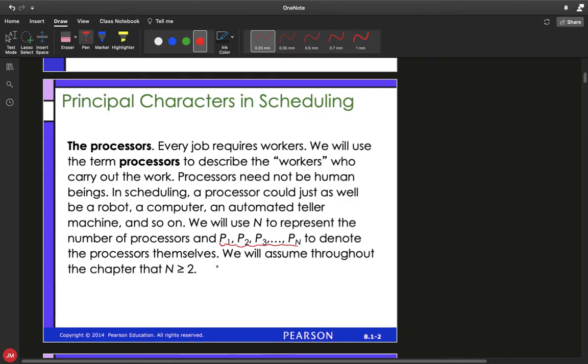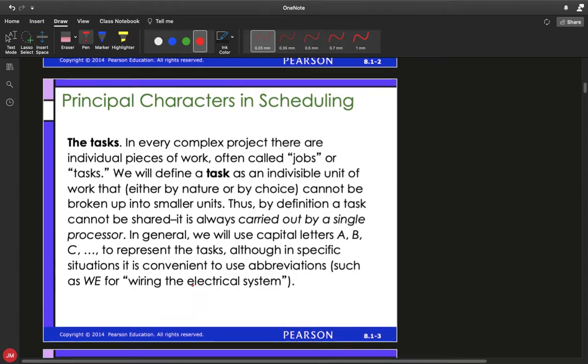Also, we're going to assume that there's always going to be at least two processors, so n is always going to be greater than or equal to 2. With just one processor, it's not really all that exciting. You don't really get to see a lot of the cool stuff that can happen unless you have at least 2.